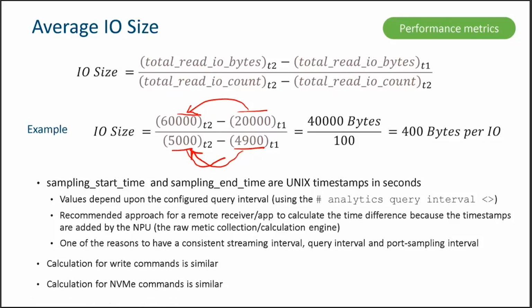It's not a per IO count, because there are millions of transactions happening. We can't be reporting IO sizes of all of them. It's just going to kill everything, right? So this is how it works.